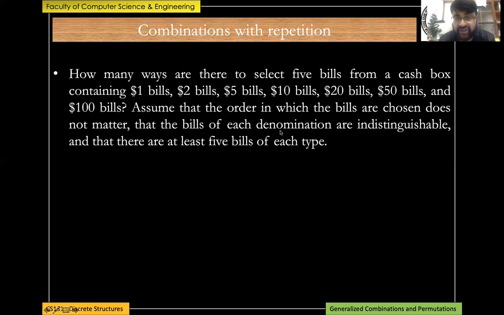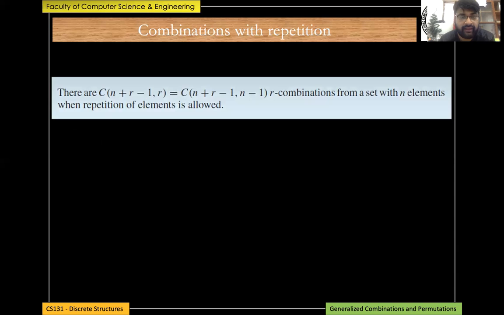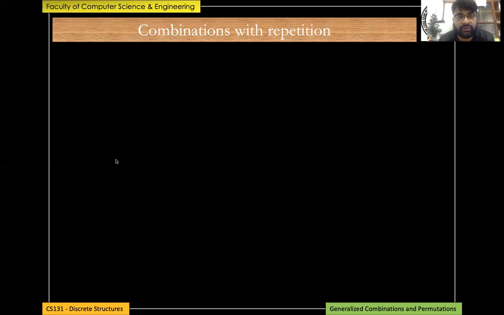So this is a combination problem with repetition. For that, you just need to apply the formula C(n + r - 1, r). What is n here? r is 5, and n is 1, 2, 3, 4, 5, 6, 7. So 7 plus 5 minus 1 gives you 11. So C(11, 5), since r is 5. This gives you your solution.